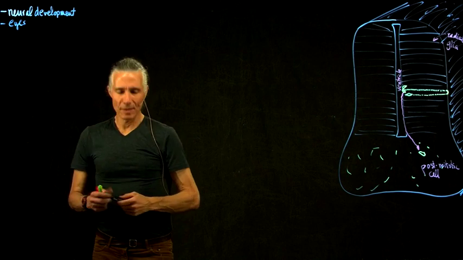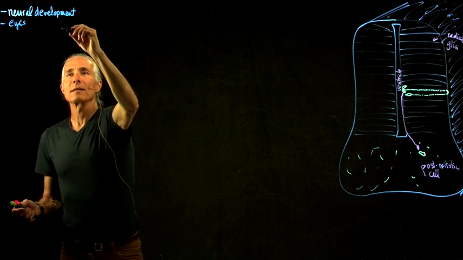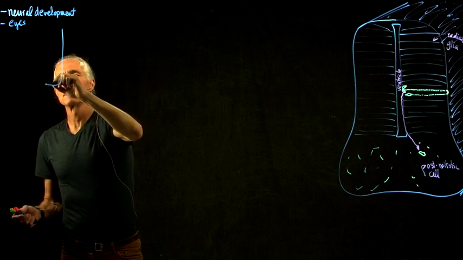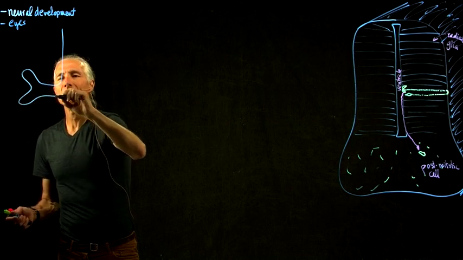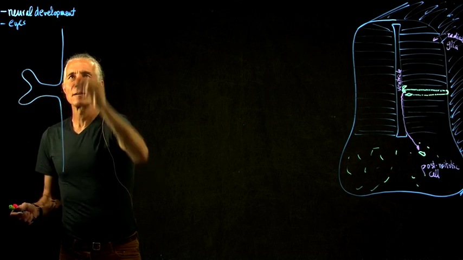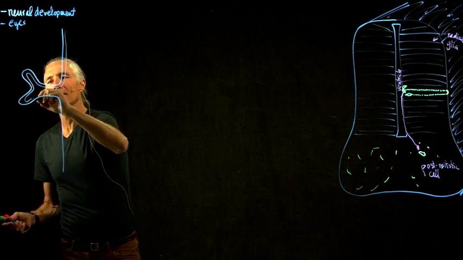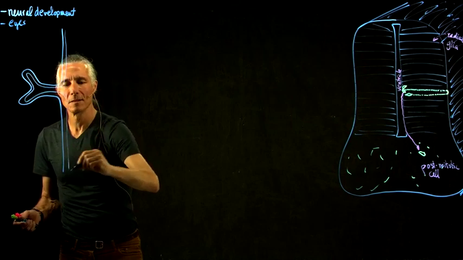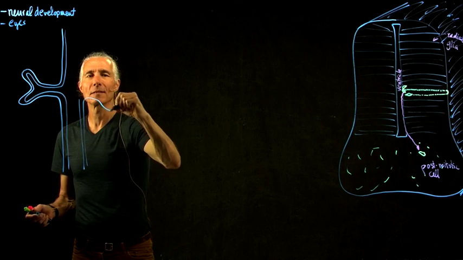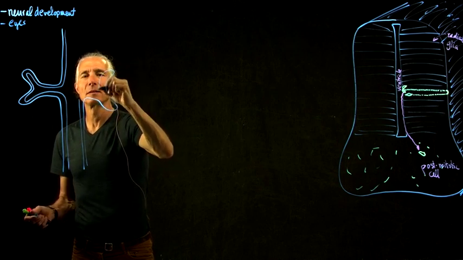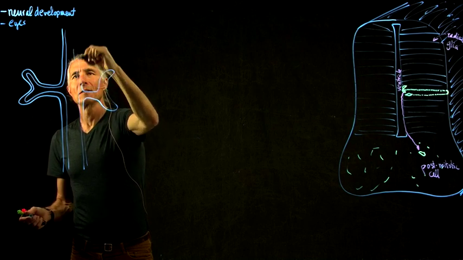So how does the eye develop? If we look at a little bit later point in time, you have something called the eye cup, and what happens is a little bulge comes out. So here are the cells, like that. So this is the eye cup. And that's the neural tube.